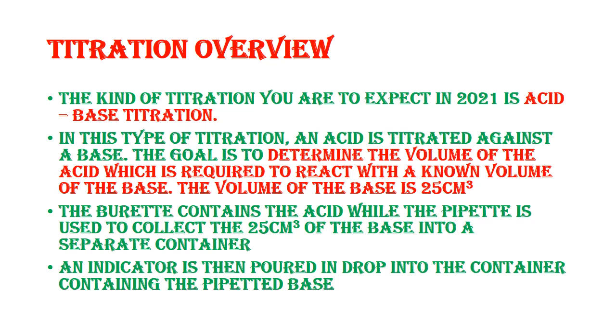The goal, like I said before, is to determine the volume of the acid which is required to react with a known volume of the base. The volume of the base is 25 centimeter cube. I've already said that. The burette contains the acid, while the pipette is used to collect the 25 centimeter cube of the base into a separate container. So you use the pipette. The pipette is a kind of glass tube used to collect 25 centimeter cube of the base.